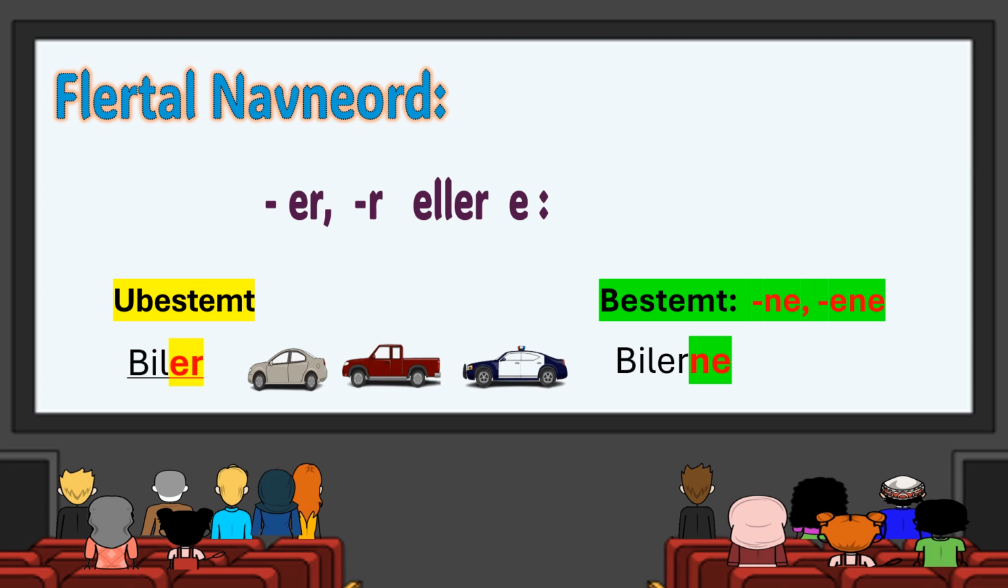And how about the plural form of nouns that are indefinite in form? How do we make them definite or bestemt in meaning? When a plural noun is in ubestemt or indefinite form, we make it bestemt or definite by adding ne or ene at the end of the word. For example, ubestemt biler, bestemt bilerne.